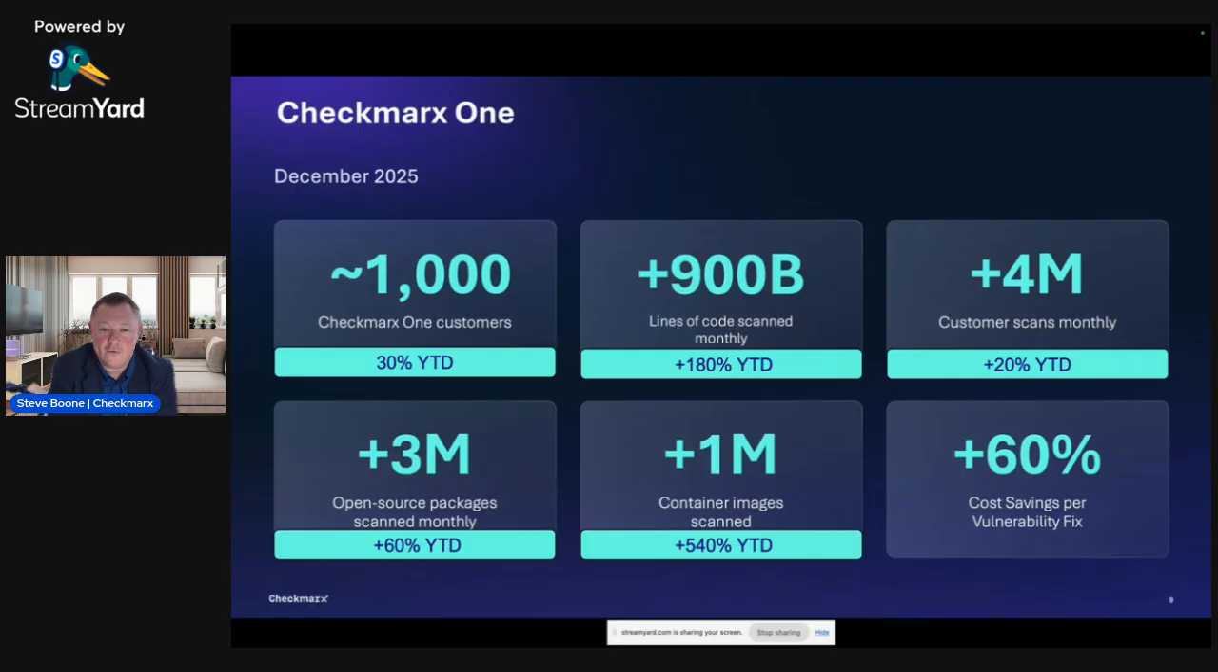To date, we're over 1,000 customers. We're scanning over 900 billion lines of code monthly. That is just an incredible amount when you stop to think about it. Totaling over 4 million scans, right?